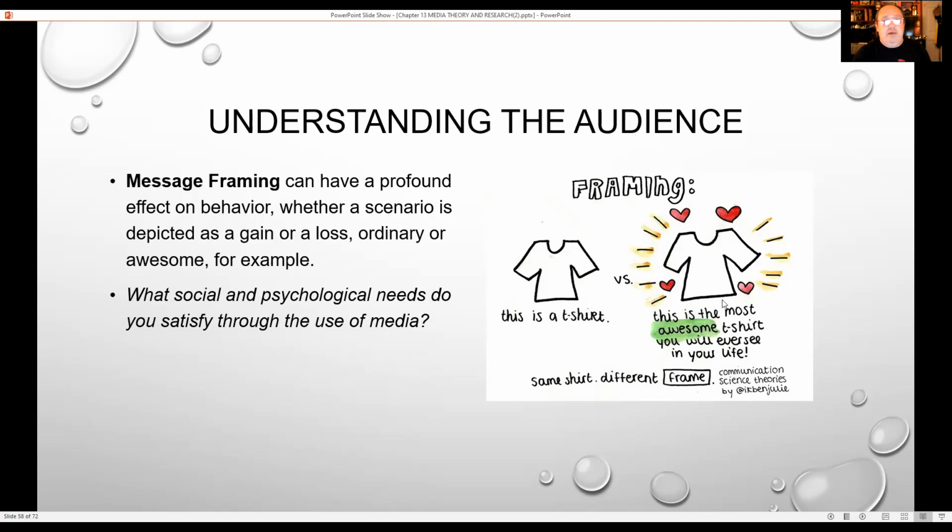It's the frame. Is this a lie? No, that's just it. No, it is an awesome t-shirt. It's great. Is it the most awesome you ever saw? That's a little hyperbole, a little bit of puffery, but it may be a wonderful shirt.